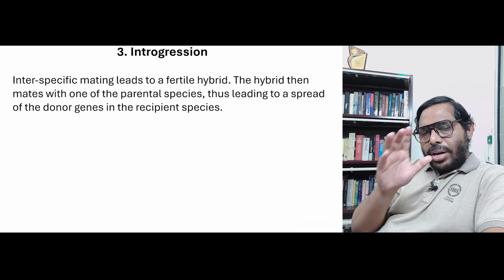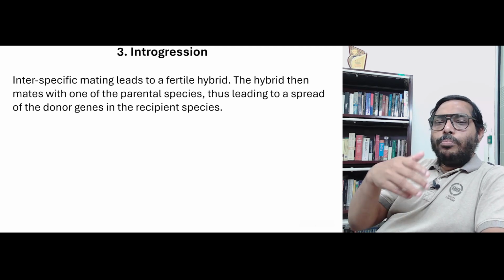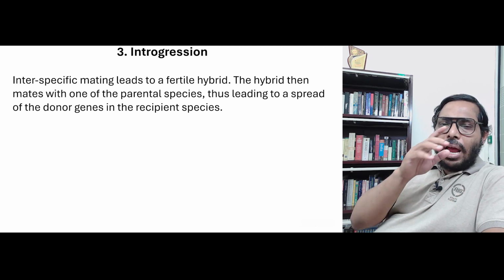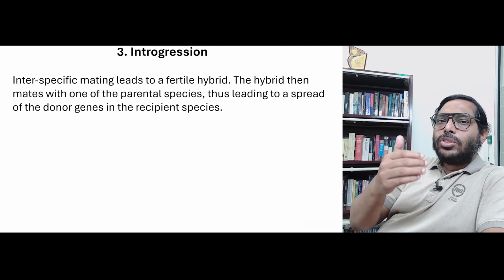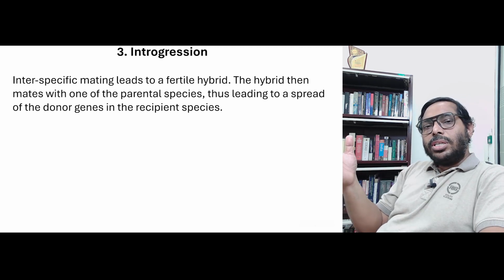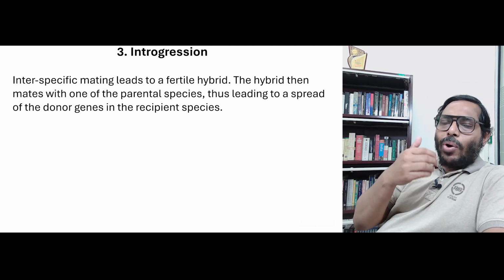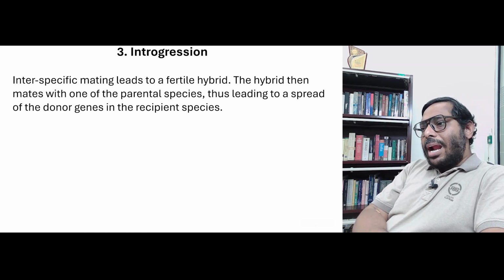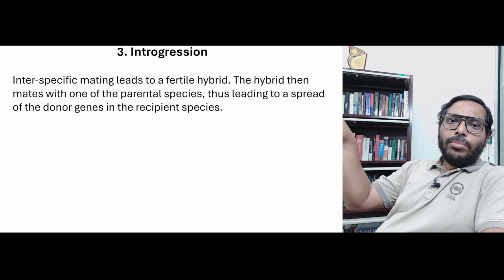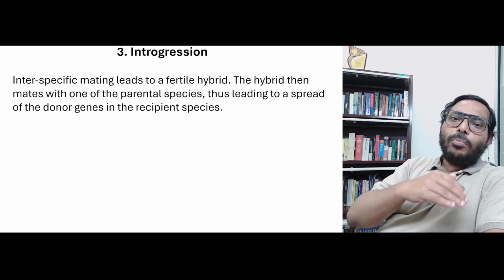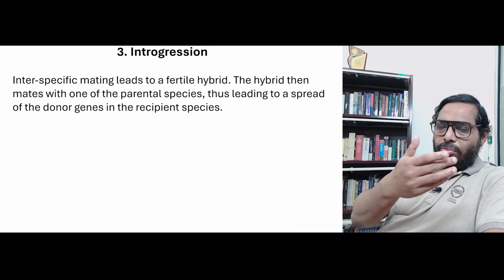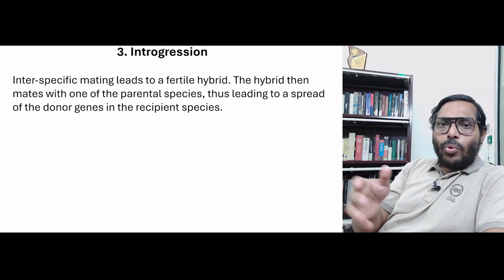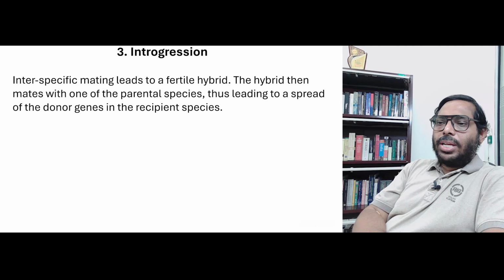But sometimes you end up having hybrids which are fertile, and when that happens, and if that fertile hybrid is now able to breed with one of the existing partners, then it is able to pass on the genes from the donor species into the recipient species. And once this happens, this can keep on happening generation after generation, and at some point the genes from the donor species will end up getting incorporated into the gene pool of the recipient species. In this process, obviously you can have more than one gene spreading into the recipient species.